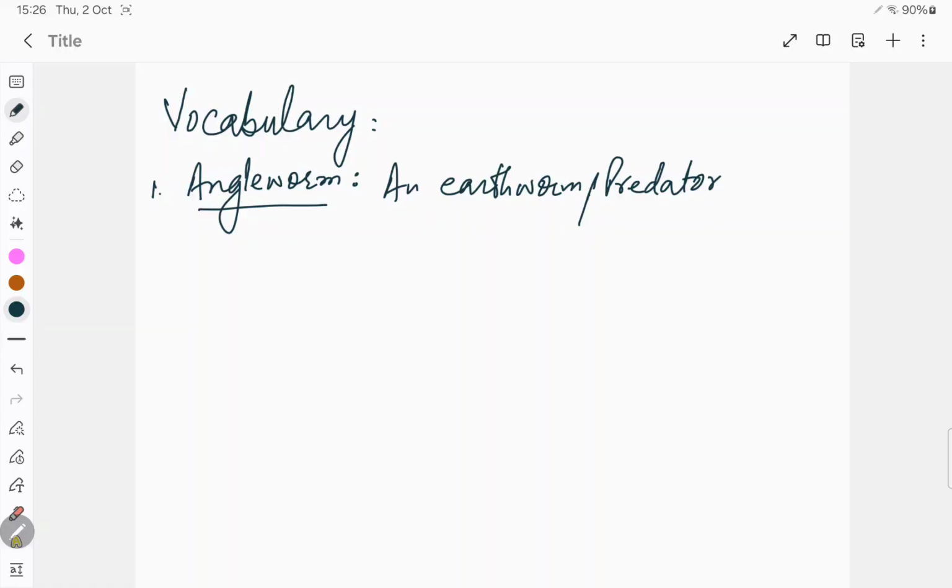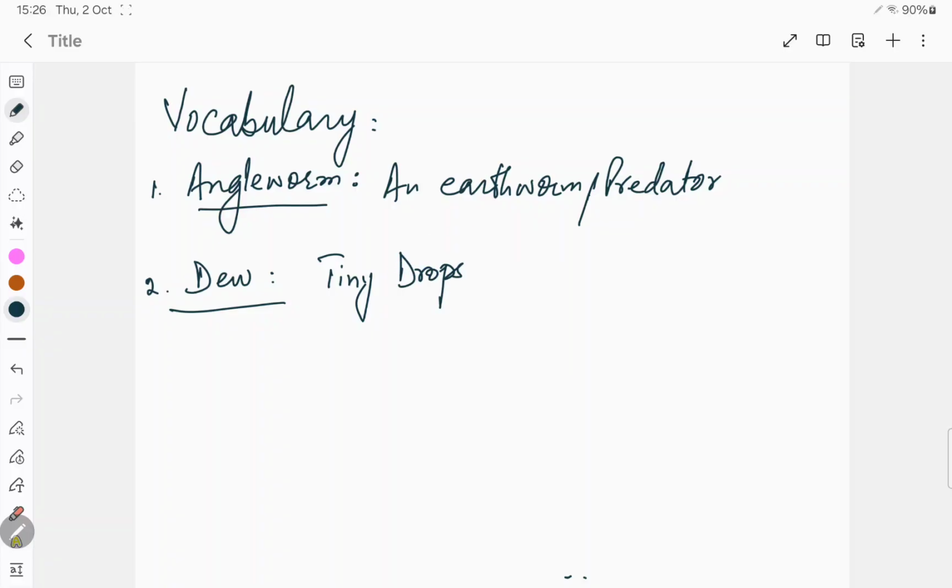And sentence can be any bird. We may say robin. The robin pulled an angleworm out of the soil. So that is how we may use it in our sentence. The second word can be dew.